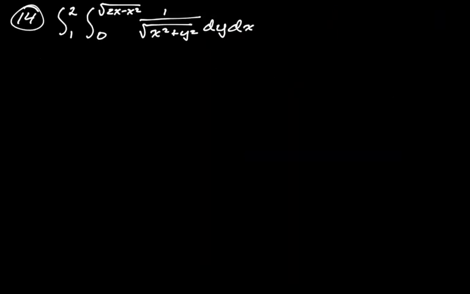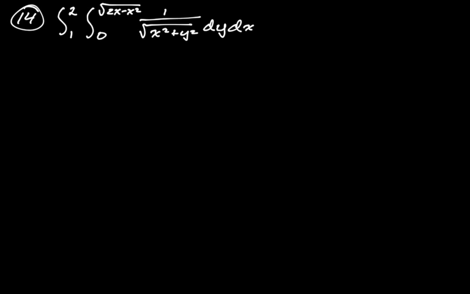So we're going 1 to 2. So again, I'm expecting this to be weird because those aren't symmetric. And then 0 to the square root of 2x minus x squared of 1 over the square root of x squared plus y squared dy dx. So that upper bound for y is still a semicircle. It's just a weird semicircle.